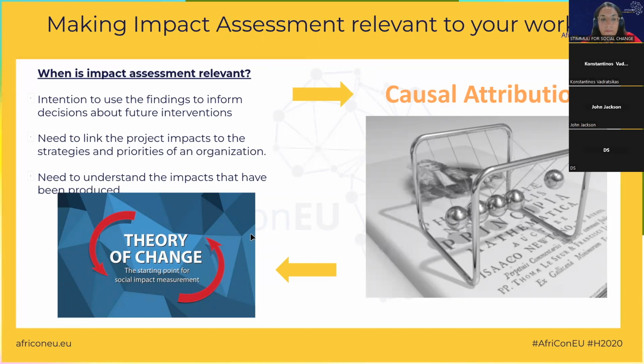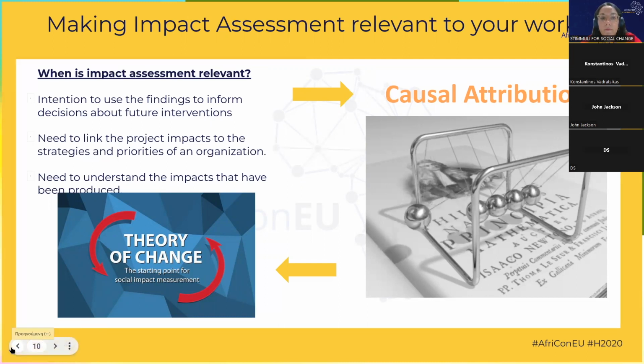How will you know what to expect? How do you know that your project will bring about specific outcomes? How do you understand whether your program was effective and efficient in achieving its purpose? In order to do that, you have to determine the causal attribution.